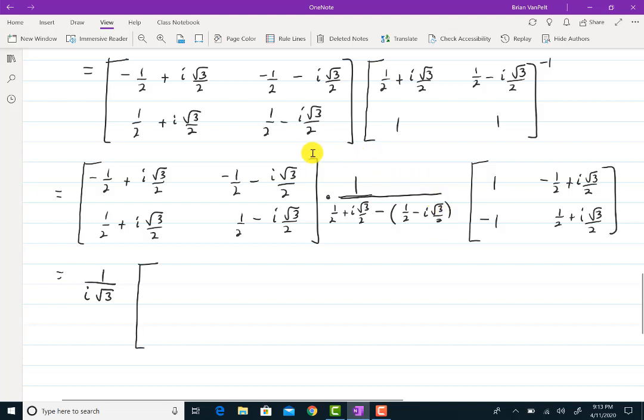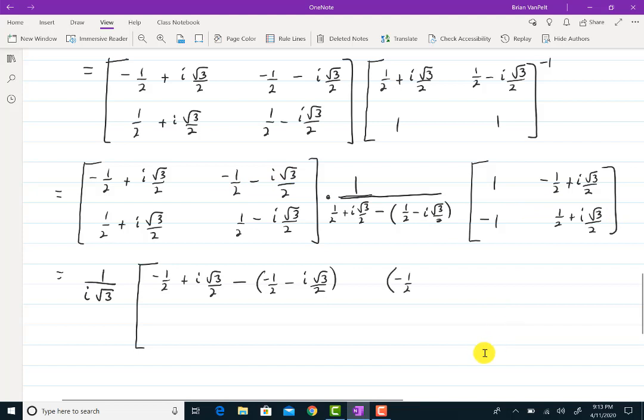Now, let me do the multiplying. When I take this row times this column, I'm going to get negative, well, let me write it out. I'll get negative 1/2 plus i radical 3 over 2 minus 1 times negative 1/2 minus i radical 3 over 2. That takes care of this. Then this row with this column is going to be fairly brutal. So I have to do this times this plus this times this. All right, so let's throw that all in.